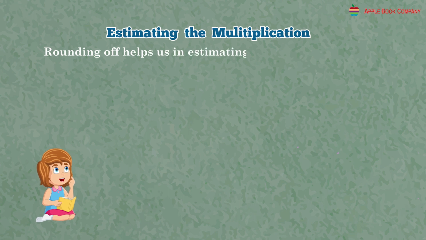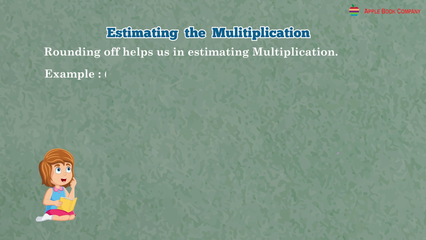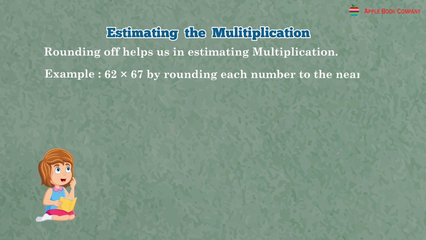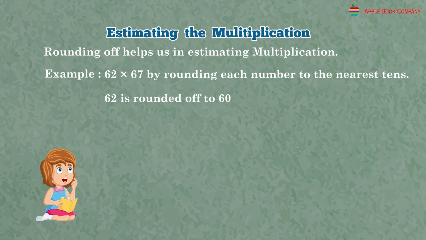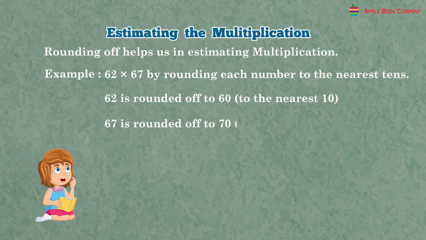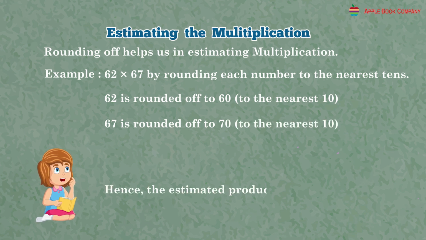Estimating the multiplication. Rounding off helps us in estimating multiplication. Example: 62 multiplied by 67 by rounding each number to the nearest tens. 62 is rounded off to 60. 67 is rounded off to 70. Hence, the estimated product is 4,200.